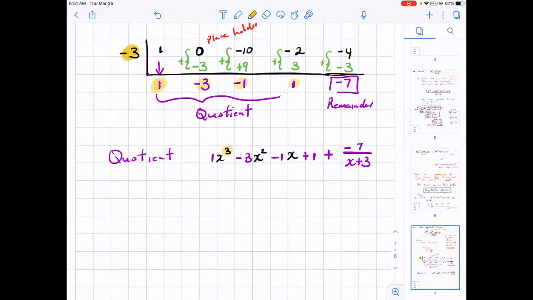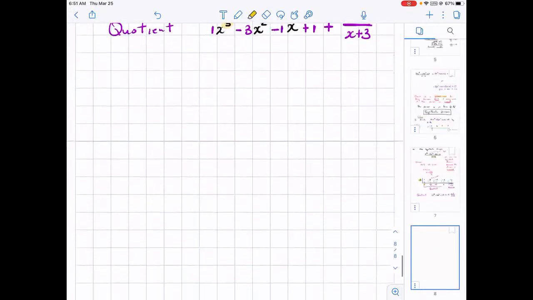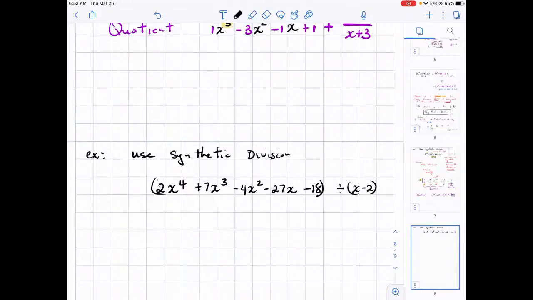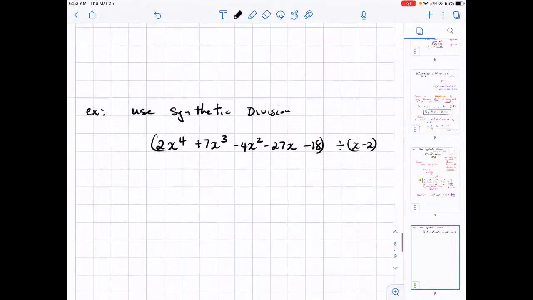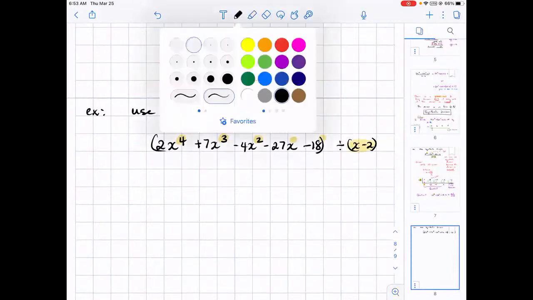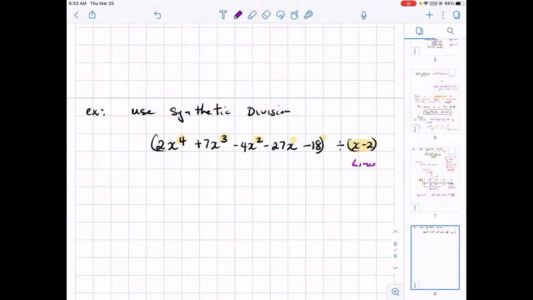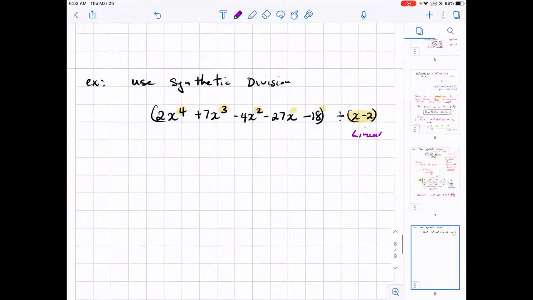So let's look at another example, and hopefully this becomes a little bit clearer for you. If we look at this example here, and we want to use synthetic division again, notice that we don't have any missing terms, right? 4th power, 3rd power, 2nd power, 1st power, then the constant term. And this is linear, which is very important. Remember, to use synthetic division, the divisor has to be linear.